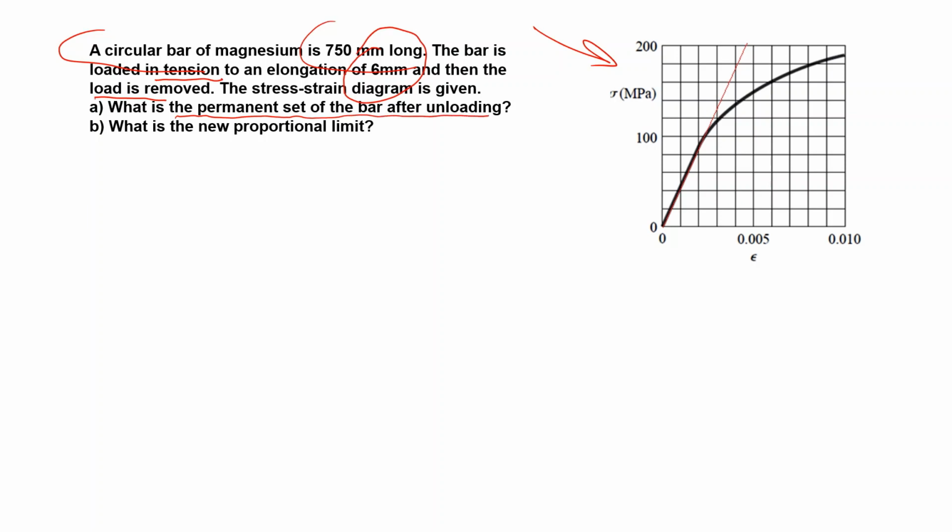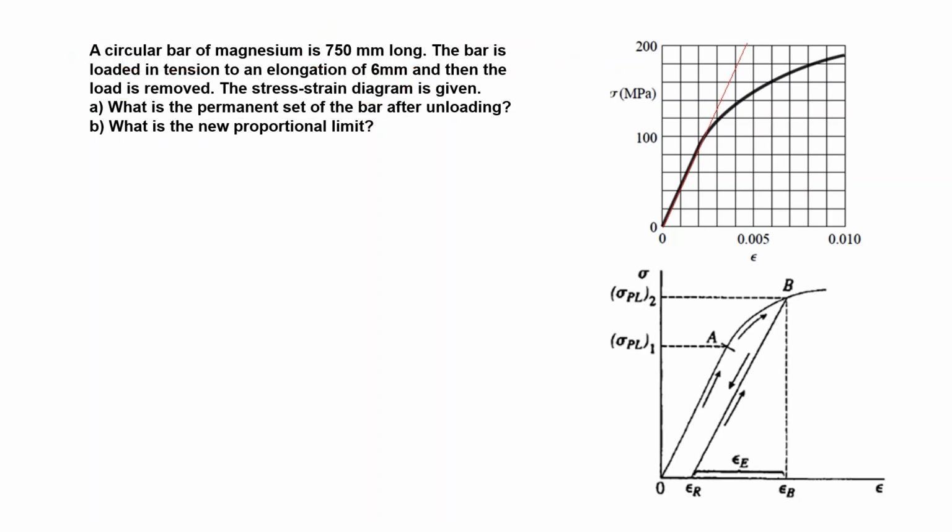Well, they are asking the new length. What is the new proportional limit? Here you have the loading. We start at point O, apply a load, go through the yield point, reach point B, and at this point there is a total strain epsilon B, which corresponds to 6 millimeters.